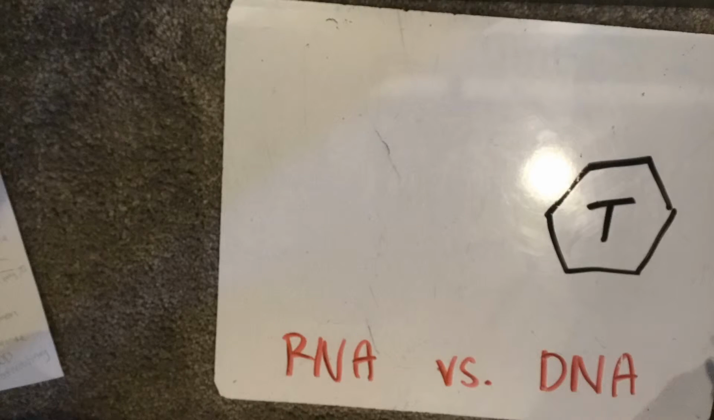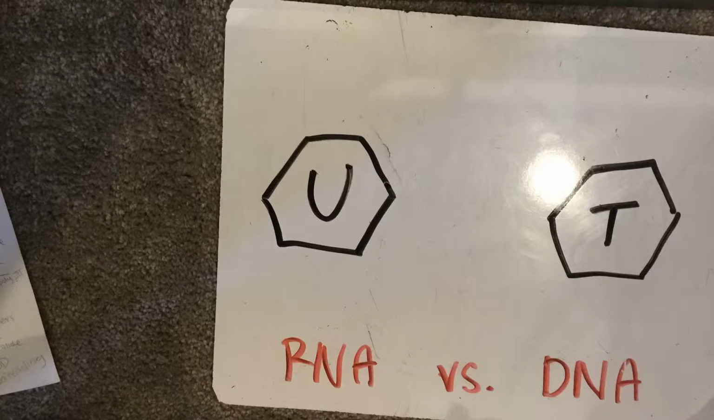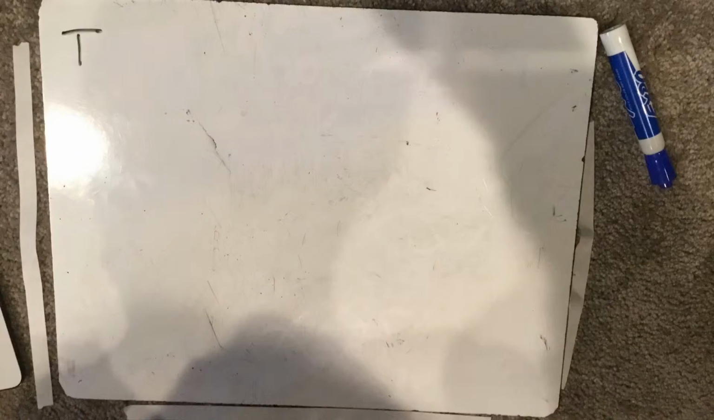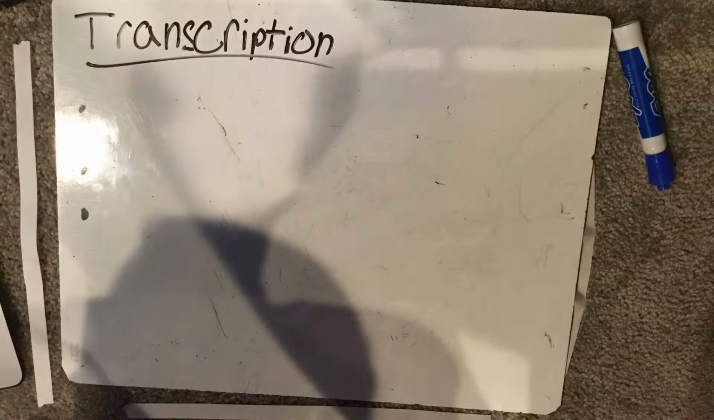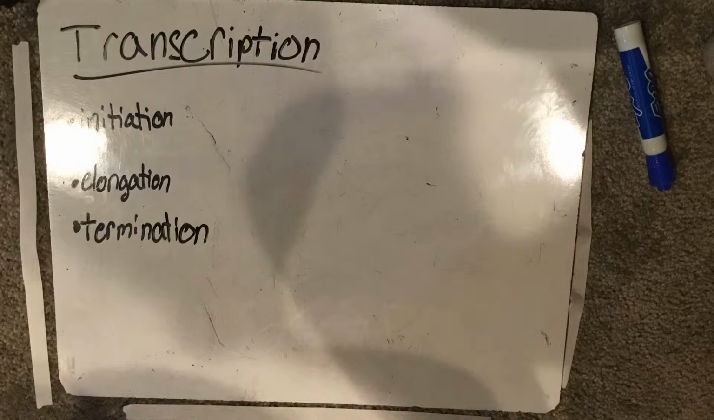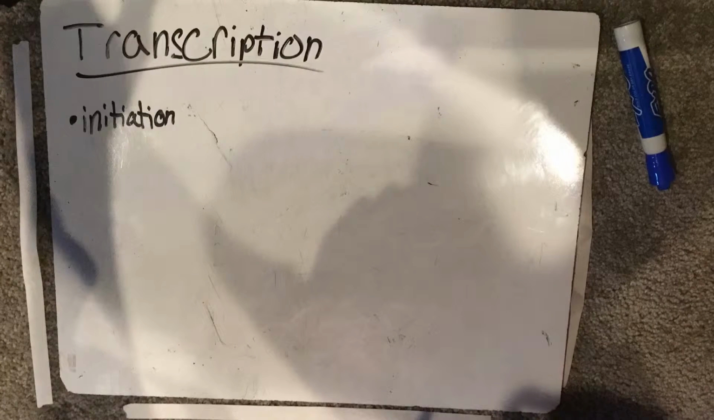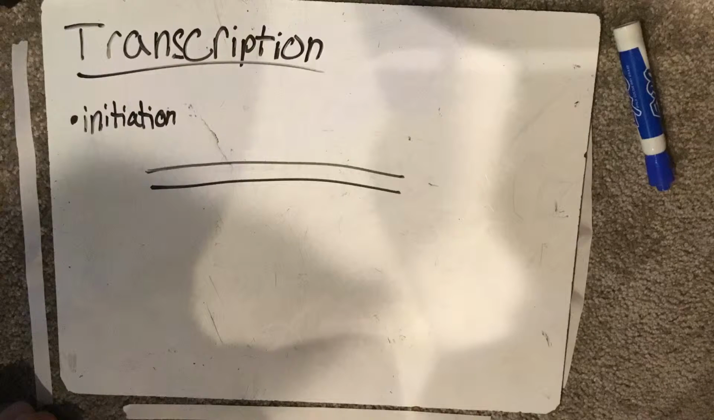Also, DNA contains thymine, while RNA contains uracil. Transcription is the process of RNA copying a strand of DNA through the phases of initiation, elongation, and termination. For prokaryotes, this occurs in the cytoplasm, and for eukaryotes in the nucleus, mitochondria, and chloroplast.